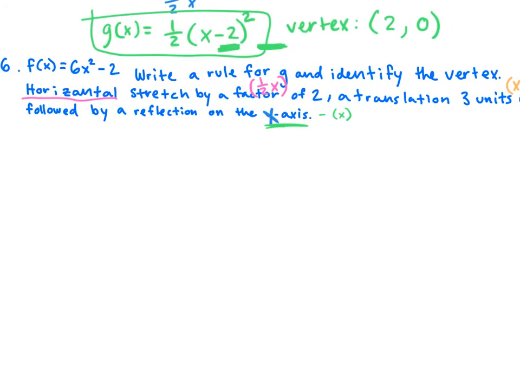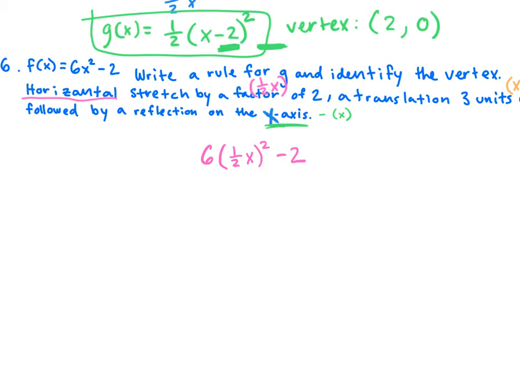Okay, so now we need to apply each transformation one thing at a time. So when we have a horizontal stretch by a factor of 2, we're multiplying the inside by 1/2. So here we have 6 times 1/2 x squared minus 2. Now we need to simplify this.